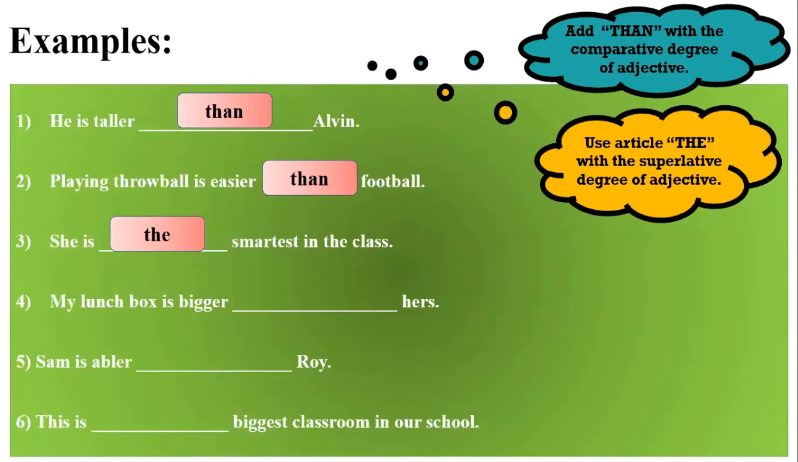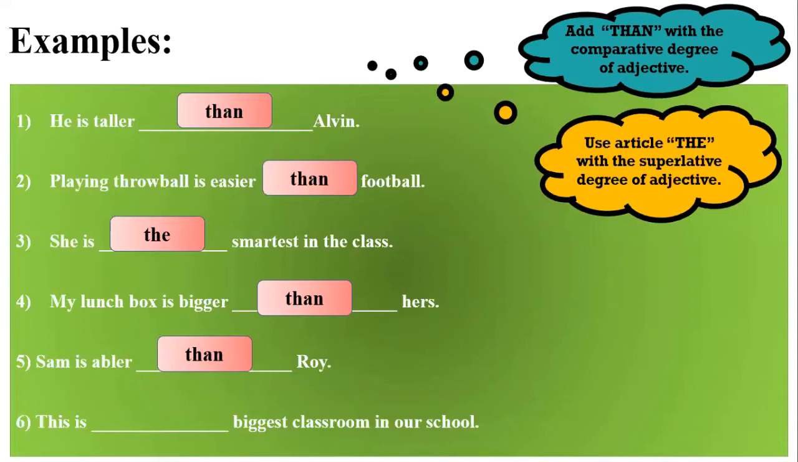Clear? Next one. My lunch box is bigger dash hers. Now again, you're comparing between your lunch box and her lunch box. So when you're using bigger, you're comparing. Which word? Than. Now I know you must be thorough with it. Next one. Sam is abler dash Roy. You're comparing between Sam and Roy. Whenever it is comparison, which word is it? Than.